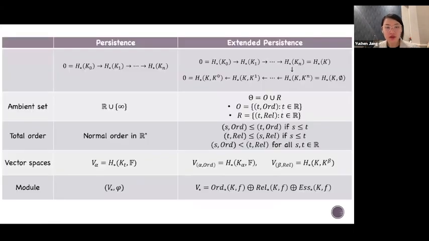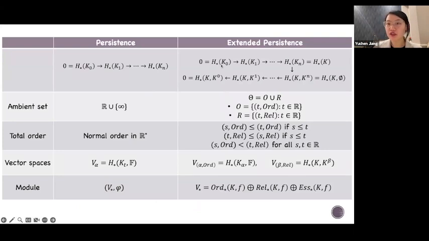Equipped with the definition, we can then see that persistent homology modules and extended persistent homology modules are both instances of persistence modules over two different totally ordered sets. So for example, the persistence module can be considered as taken over the ambient set, the extended reals, with the normal ordering. And for extended persistence, we can actually consider two copies of R.